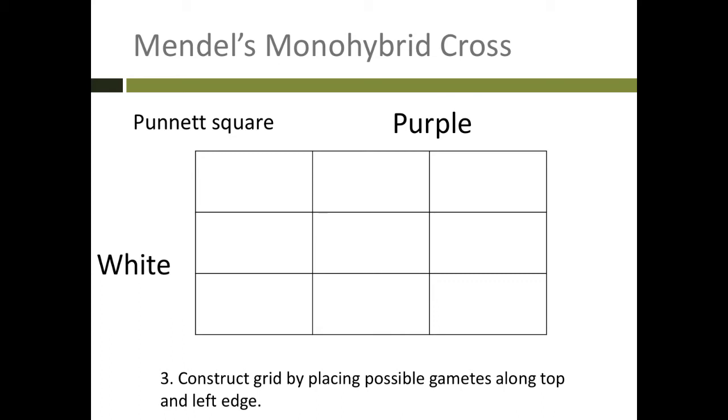The third step in setting up the Punnett square is to place the gametes from step number 2 along the top and left edge of the grid. To set up the grid, pick one parent to be on the top and one parent to be on the side. It doesn't really matter which is where. I set mine up so that the purple parent is at the top and the white parent is at the side. Place each possible gamete from each parent in its own little box.